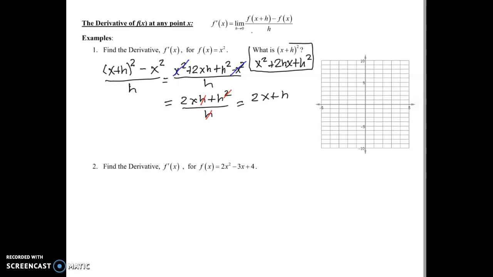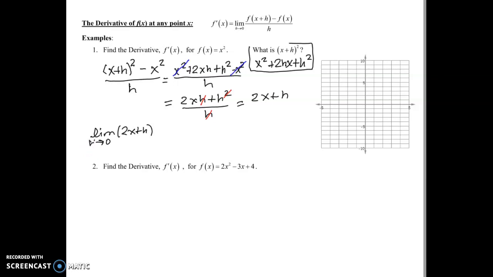So that is this part of our formula. Now we're going to do the limit as h goes to 0 of the expression I found, which is 2x plus h. So finding limits by substitution. Oops, I made a little mistake. It's not x.